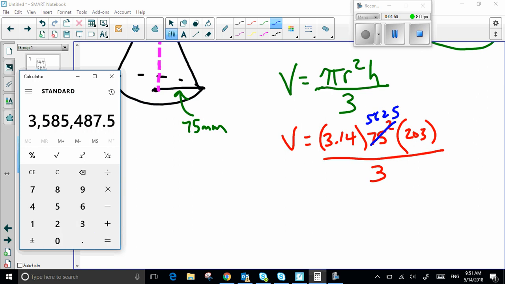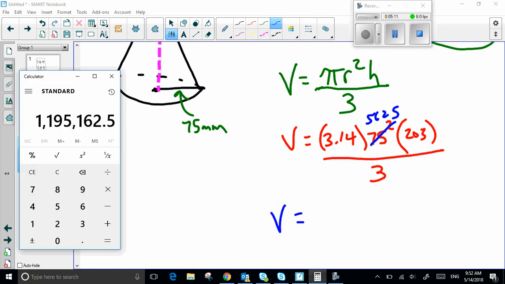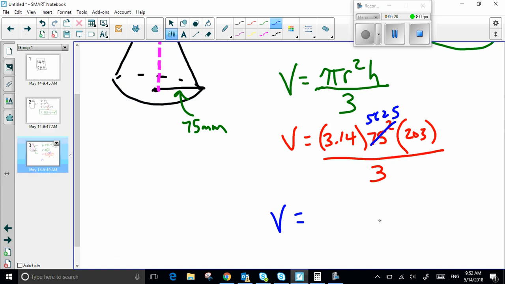And what does that equal? That equals 3,585,487.5. Then I'm going to divide by 3. It turns out pretty good. The volume here is 1,195,162.5. That is your answer. You're going to write that with cubic units. Okay, one last problem before I have you go to a second video.